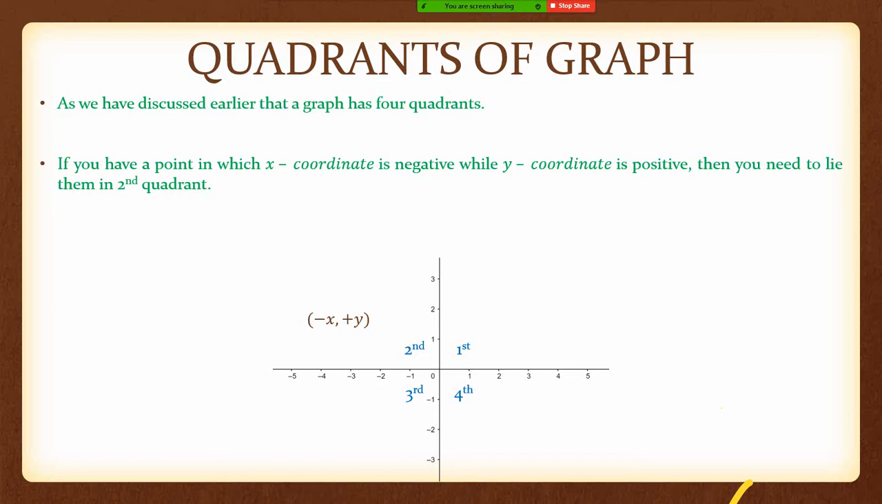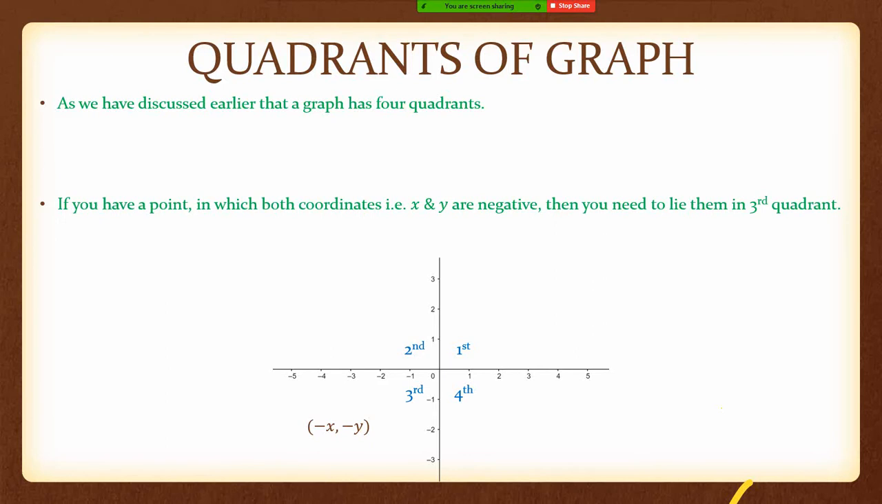Now if we have another coordinate in which x is negative but y is positive, then we have to plot that particular coordinate in the second quadrant. Keep this in your mind. In the first quadrant, both x and y are positive. In the second quadrant, x is negative while y is positive.